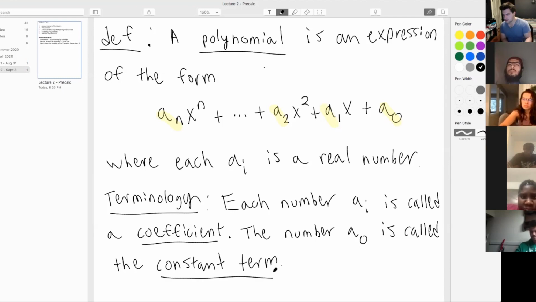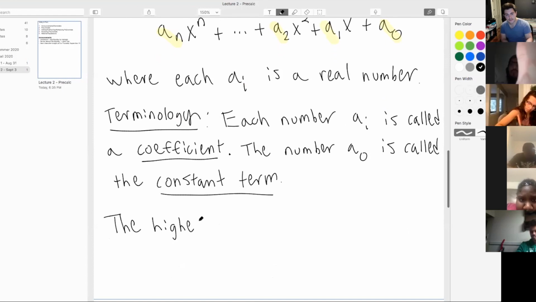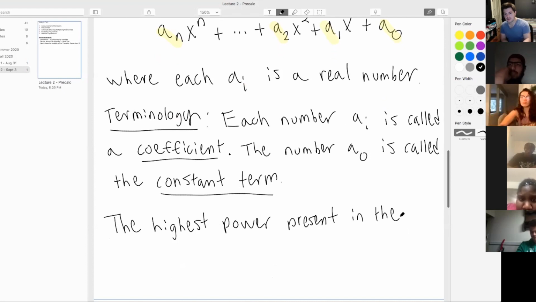What else? Okay, so this is important. We're still under terminology here. The highest power present in a polynomial.